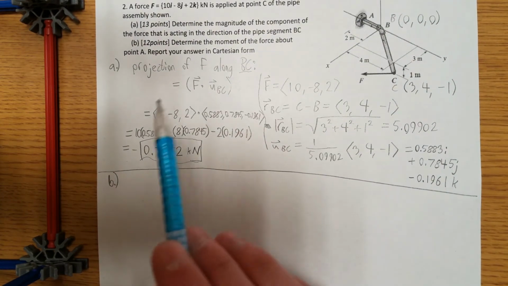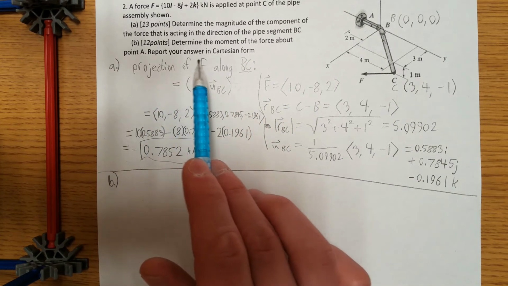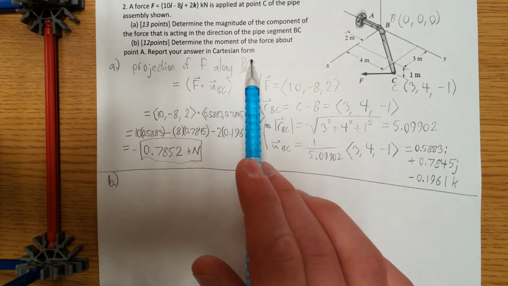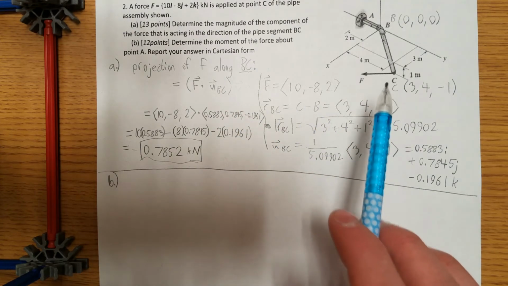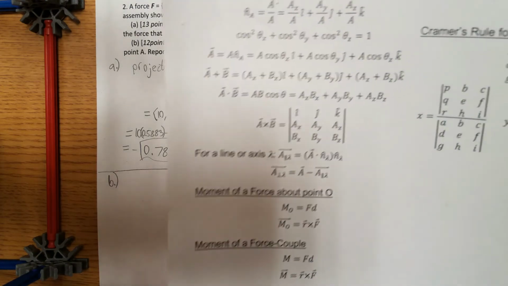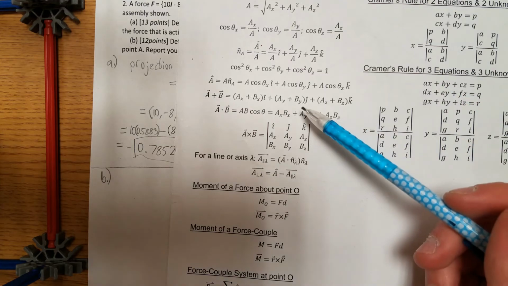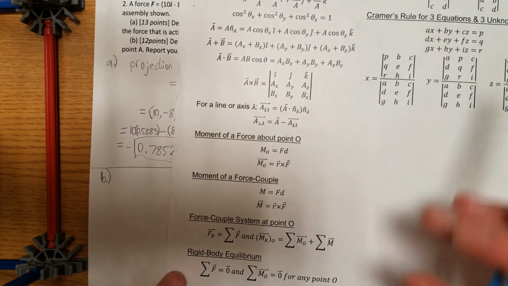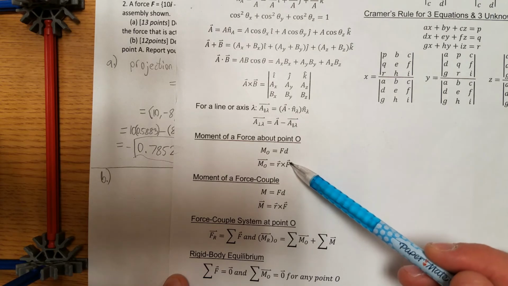So determine the moment of the force about point A. Report your answer in Cartesian form. So the moment of the force is going to be a cross product. If we take a look at our equation sheet right here, we should have an equation down here: moment of a force about point O.